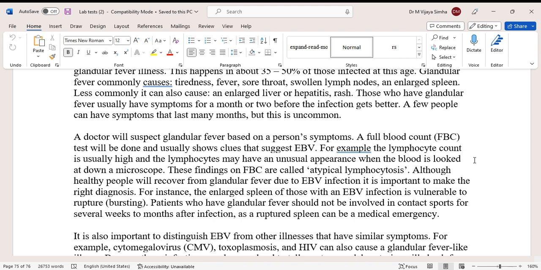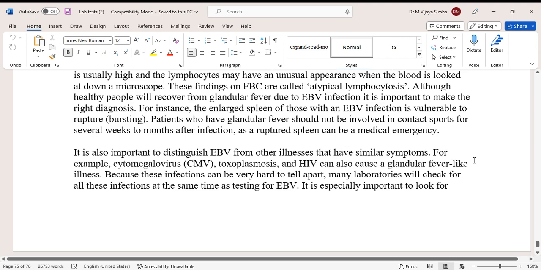Although healthy people will recover from glandular fever due to EBV infection, it is important to make the right diagnosis. For instance, the enlarged spleen of those with an EBV infection is vulnerable to rupture. Patients who have glandular fever should not be involved in contact sports for several weeks to months after infection, as a ruptured spleen can be a medical emergency.